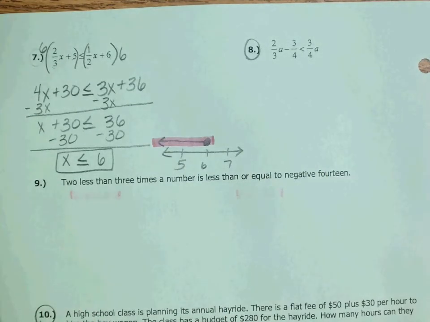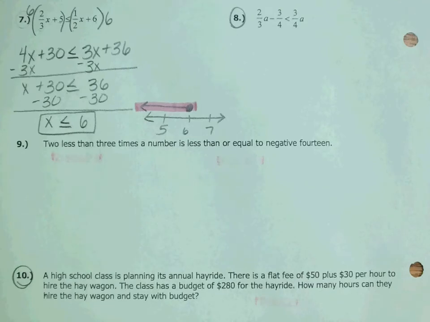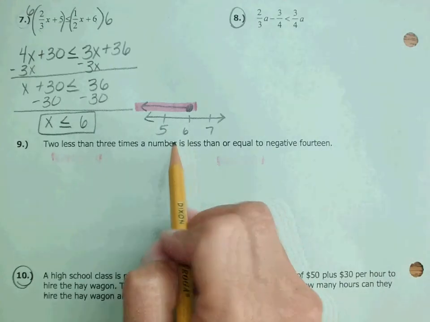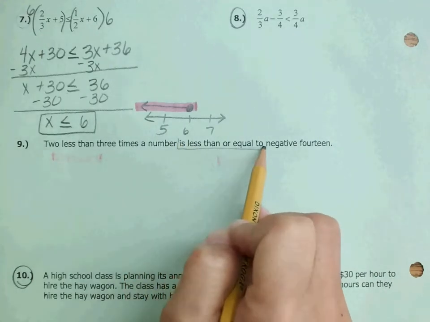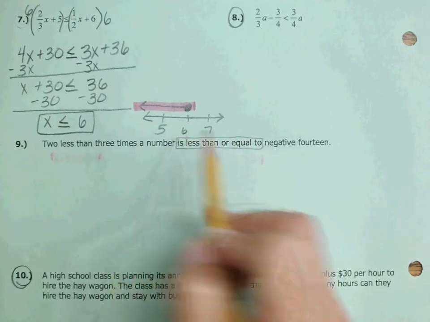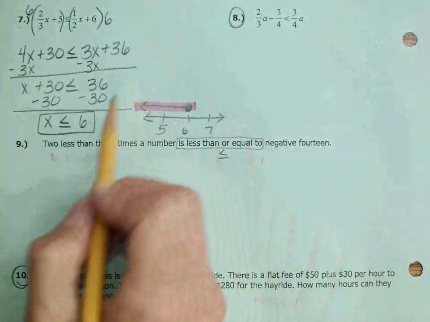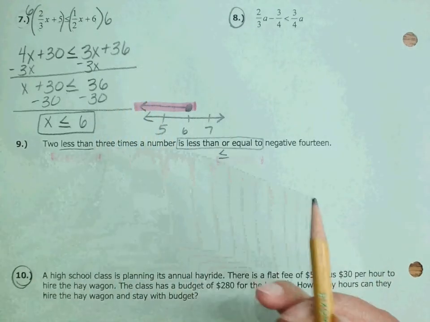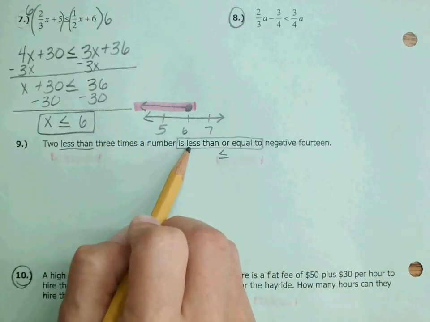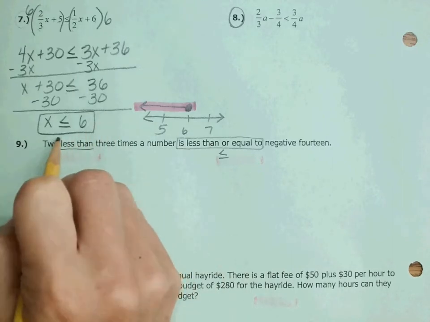And so the last problem that we're going to do together today is number 9. We'll do 10 next time I see you in class as well. All right, so for number 9, the story problem is: 2 less than 3 times a number is less than or equal to negative 14. Okay, this less than or equal to tells me that's where my inequality sign is going to be. Okay, and I'm just going to write that in there. I have this other less than. Okay, but since I know the other one represents the inequality, I know this one is that flip around.